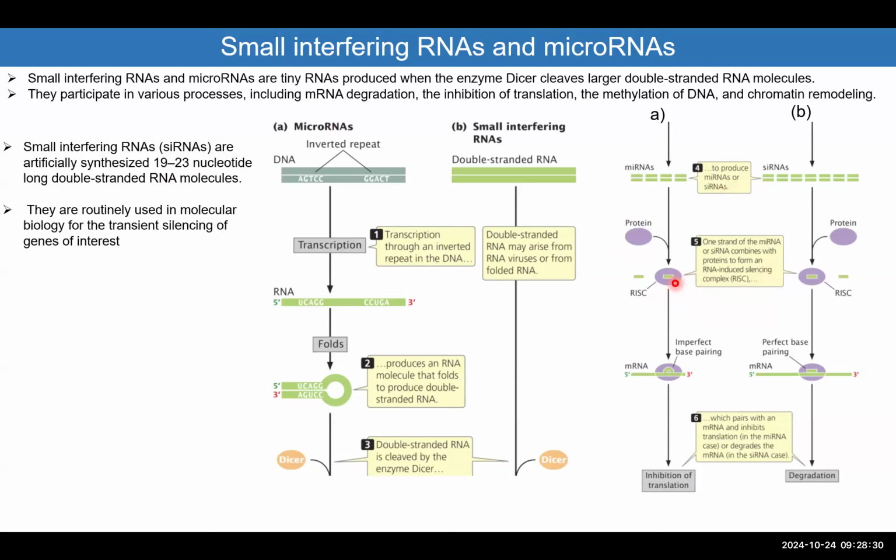Then the RISC, there is a selection process. It will take only one of the two strands of the double-stranded RNA. It will release one of the two, and that sequence will be complementary to a gene, and once it binds to that gene, it will inhibit the translation process. Now that's for the microRNA.